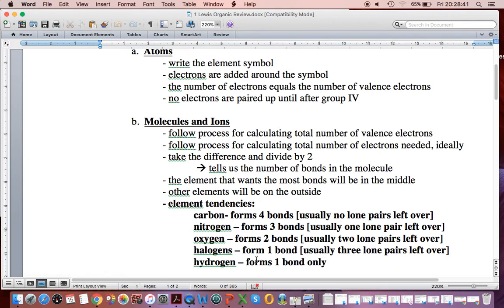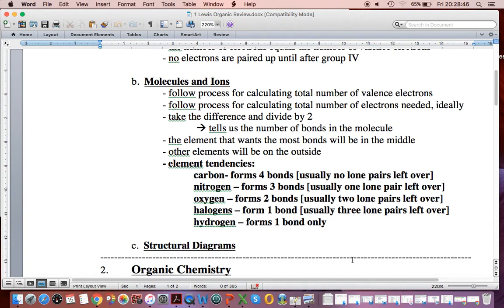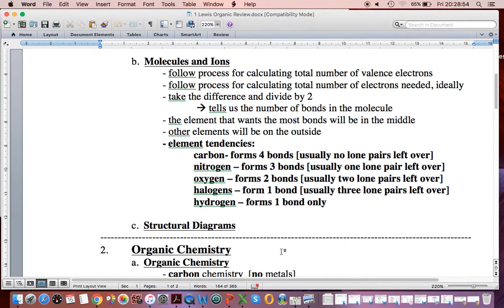And so it talks about the tendencies. And that was in a PowerPoint, and it's here on the summary. We didn't talk too much about structural diagrams at that point. Lewis structures do feed the structural diagrams, but that came up more with organic chemistry.